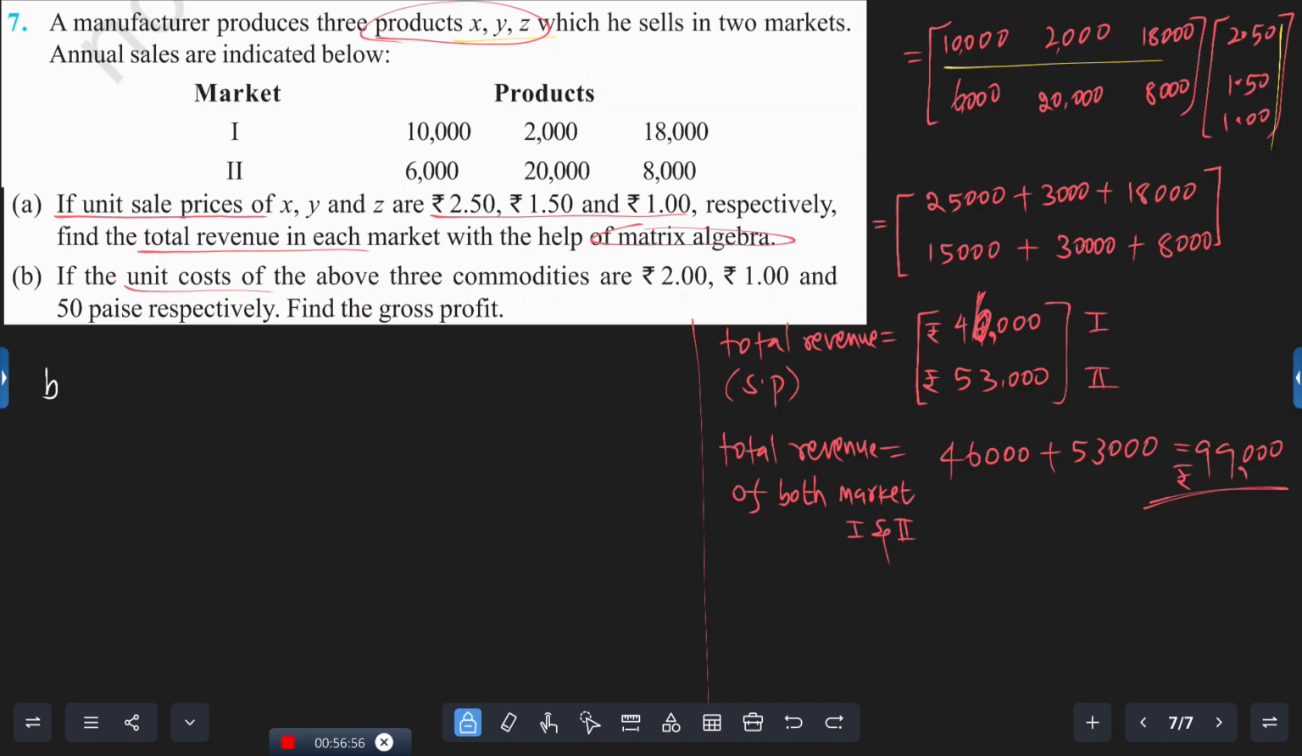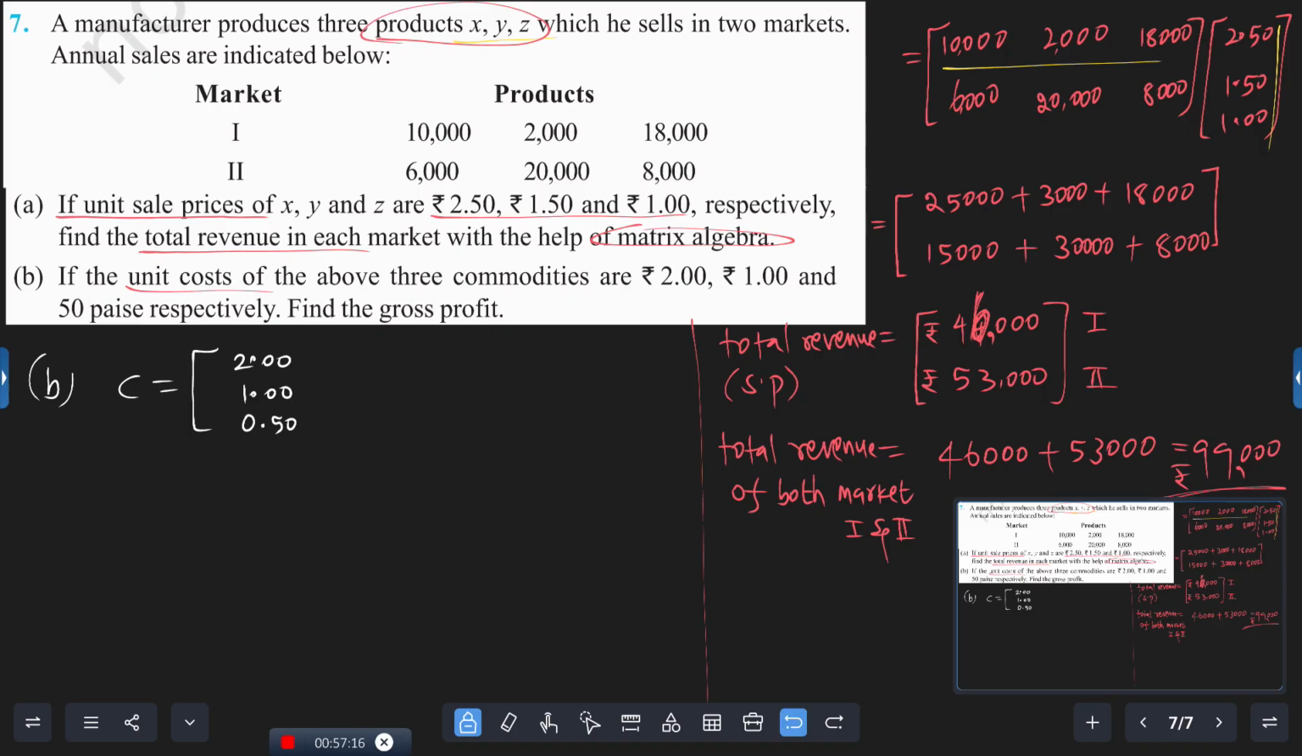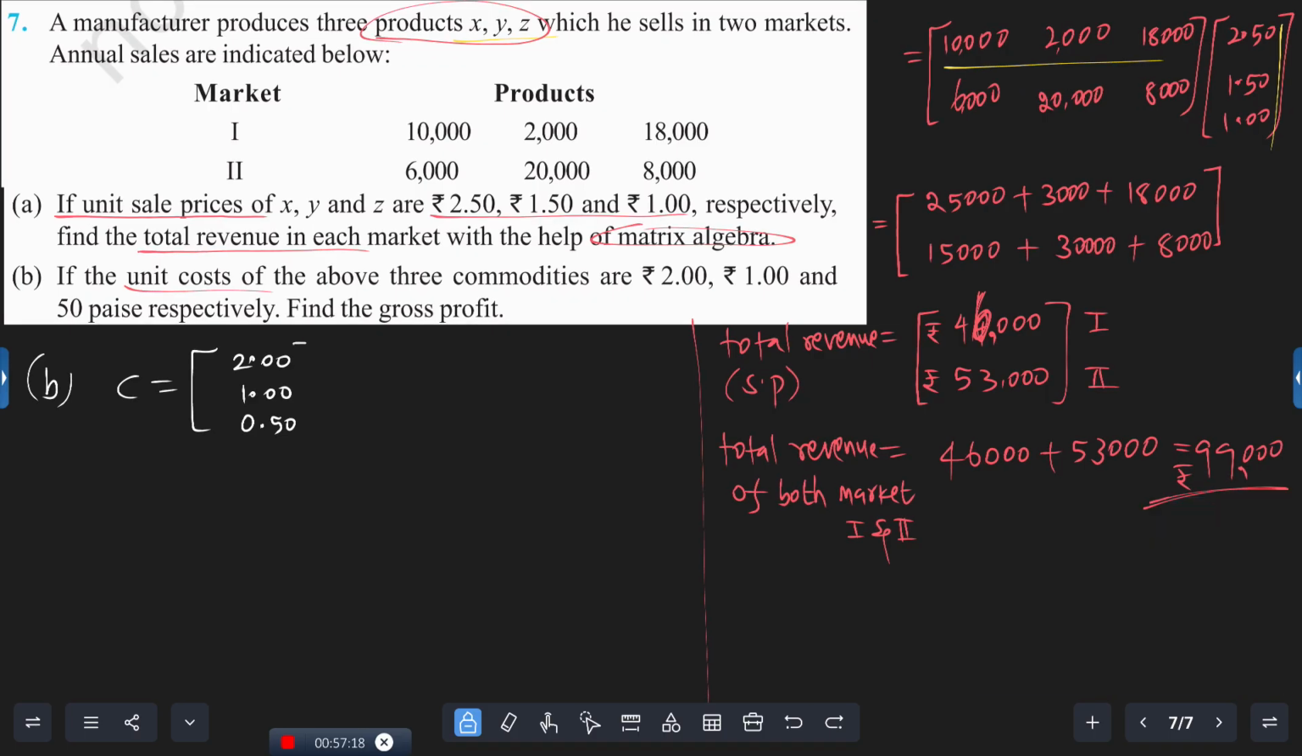Sir, here in question B we are starting. Here also I should take a C matrix. Same: 2 rupees, 1 rupee, 50 paise. Raja, listen. 50 paise is given. When you convert paise into rupees, you have to write 0.50.